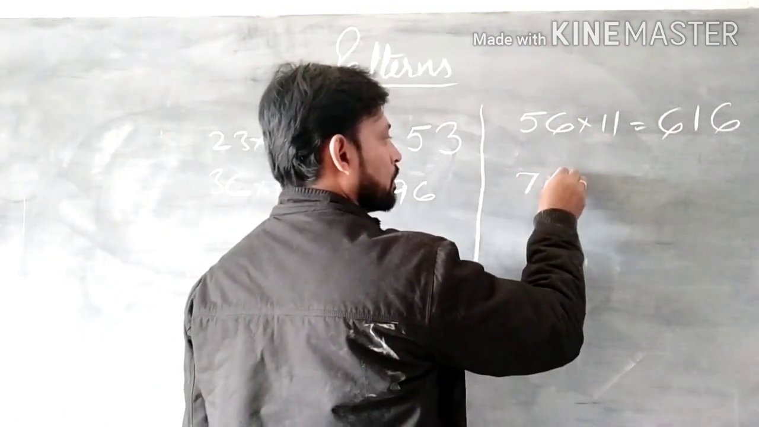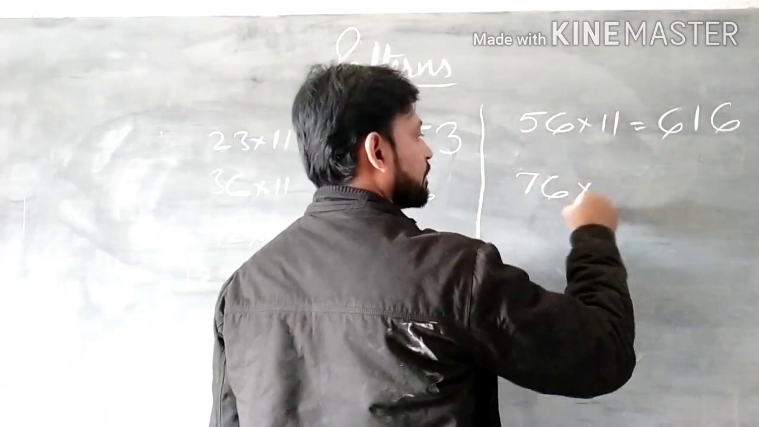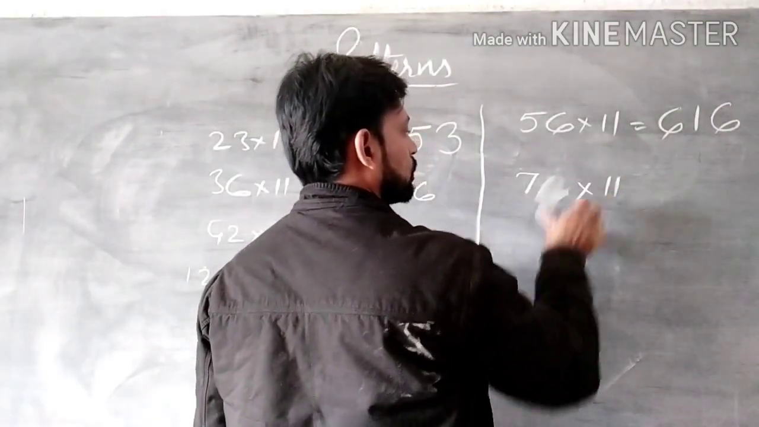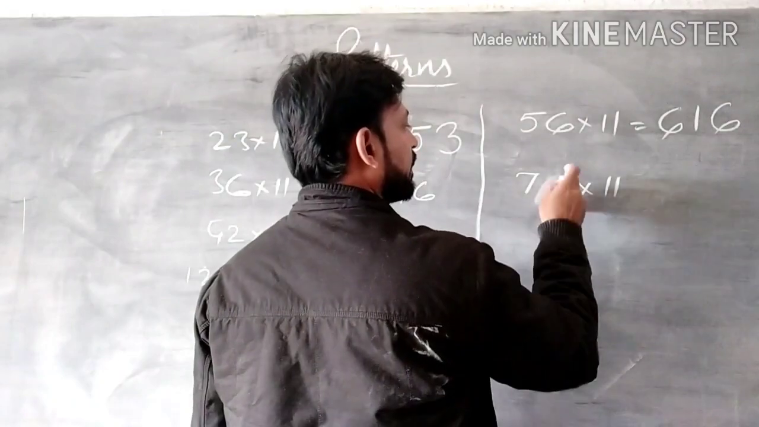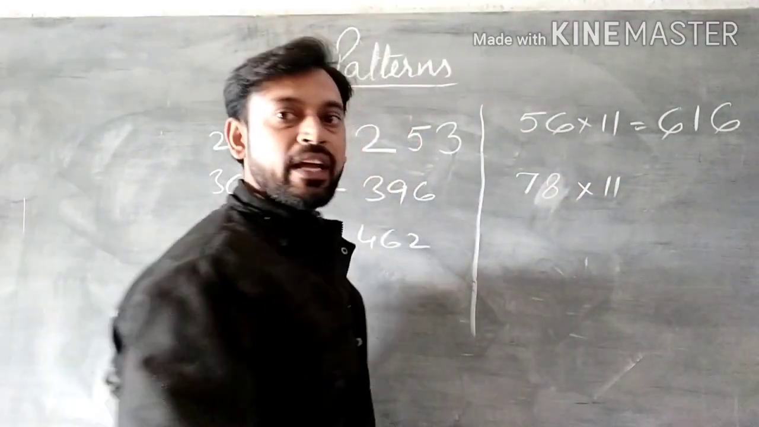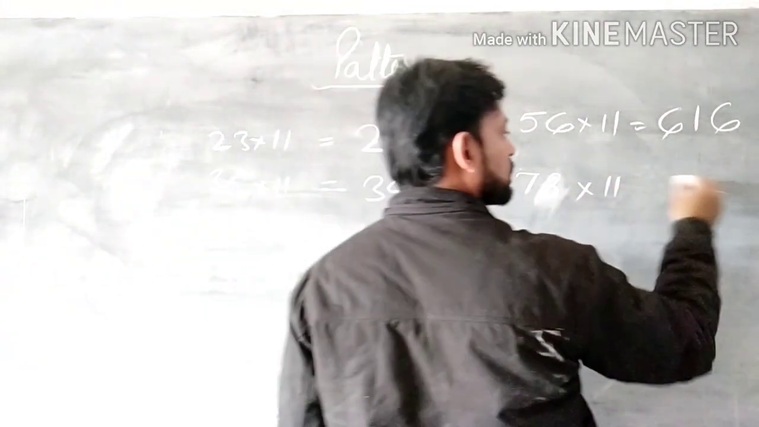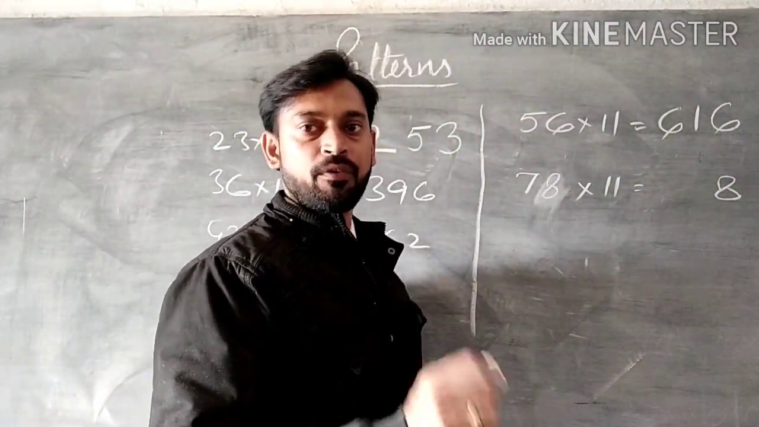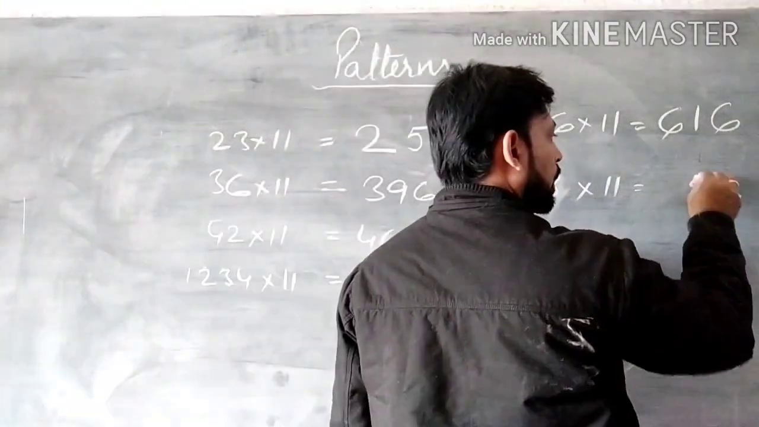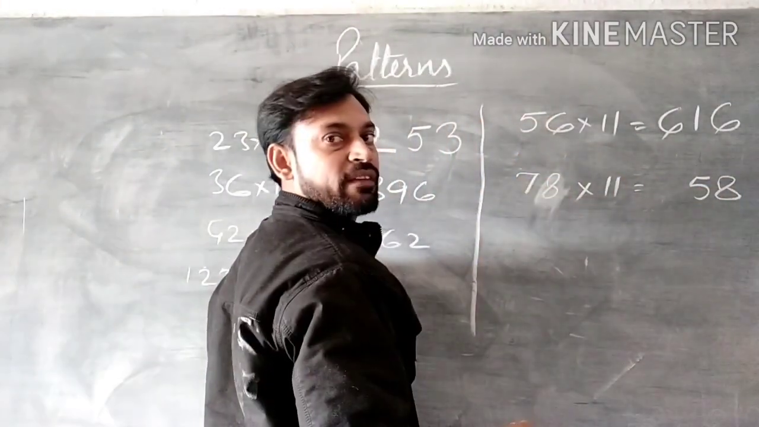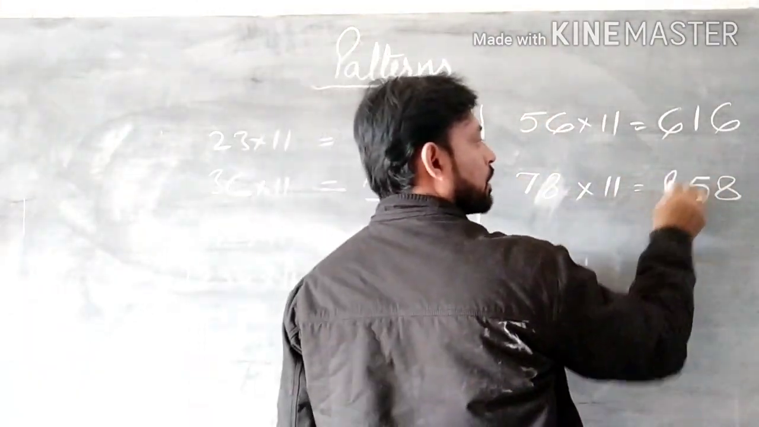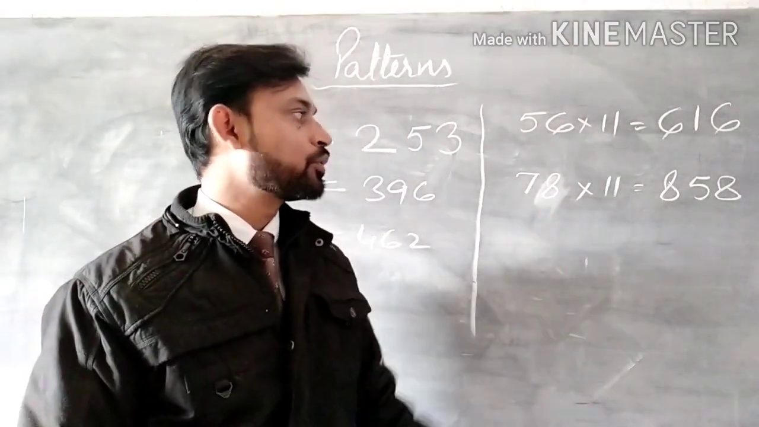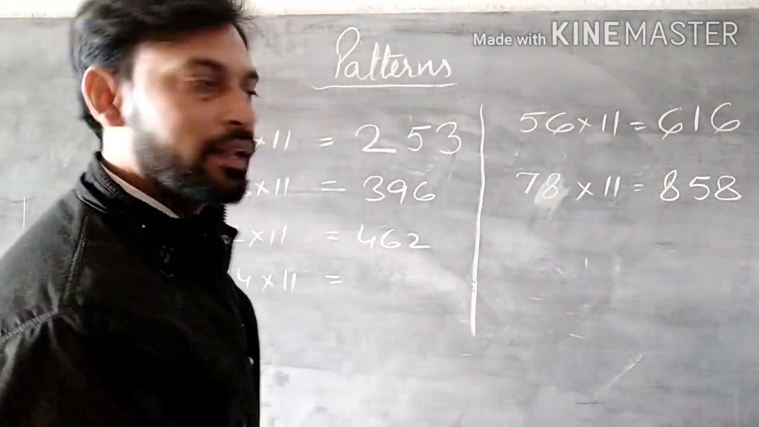One more example, suppose 76 into 11, or 78. Suppose 78 into 11. So you will write first 8, then 8 plus 7 is what? 15. So 5 and 1 carried to 7. 7 plus 1 is 8. Is that clear? So this is how we have to do the multiplication by 11.